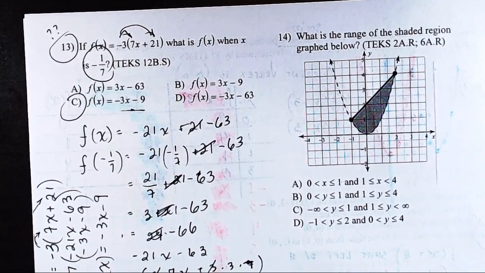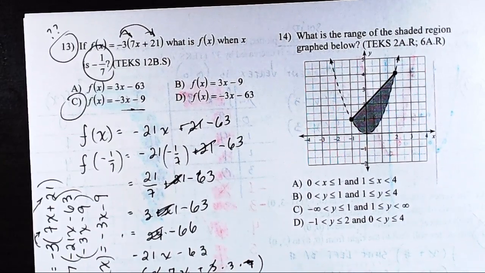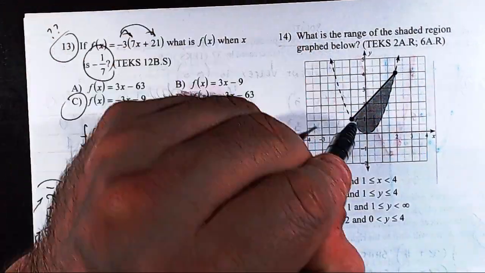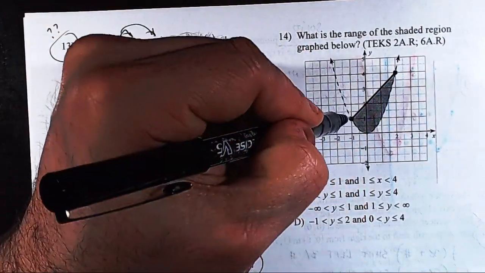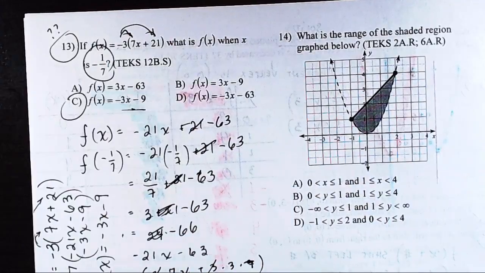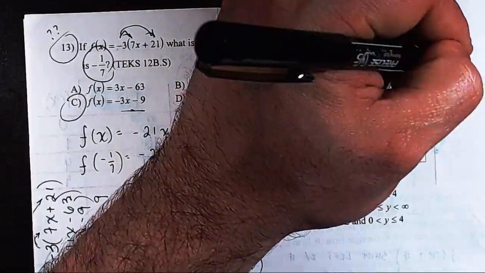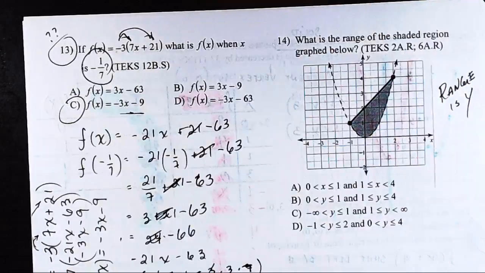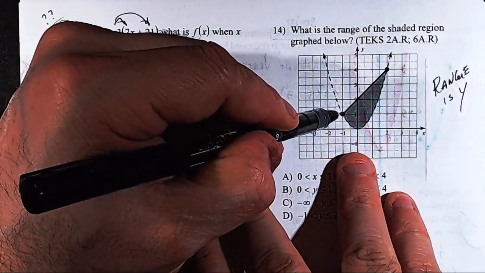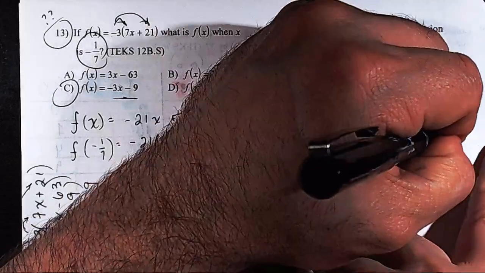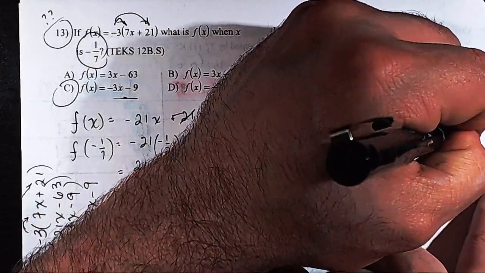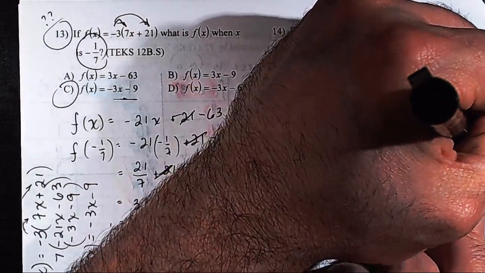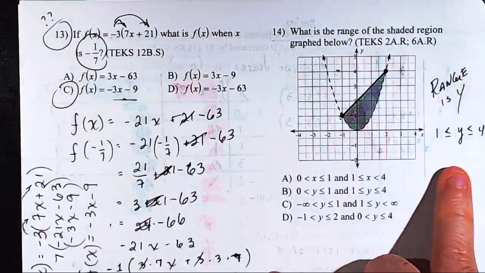Okay, number 14. What is the range of the shaded region graph below? Okay, range. Well, this is easy. This is inclusive, so I'm starting at range is y. Range is y. So I'm starting here at 1, and I'm going up to 4. So I've got 1 is less than or equal to, because it's dotted in, y less than or equal to 4. There's the range.